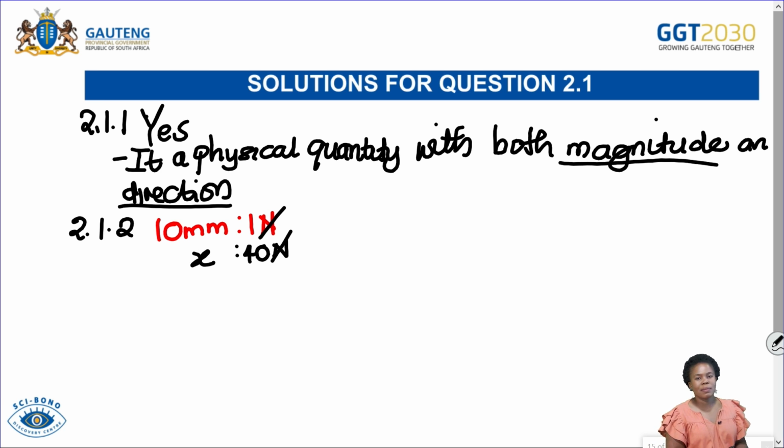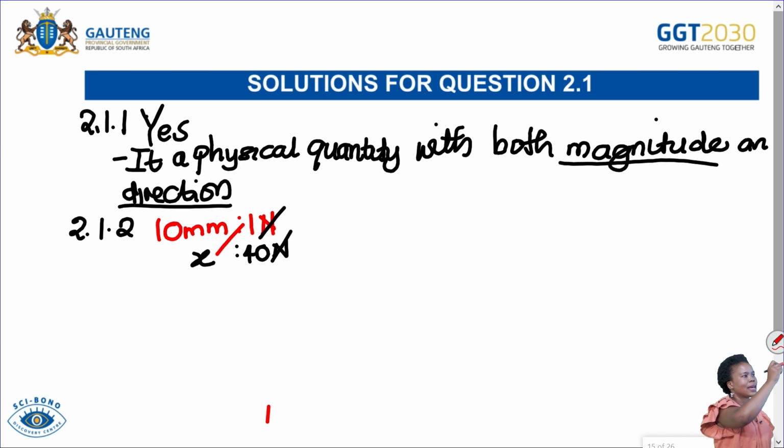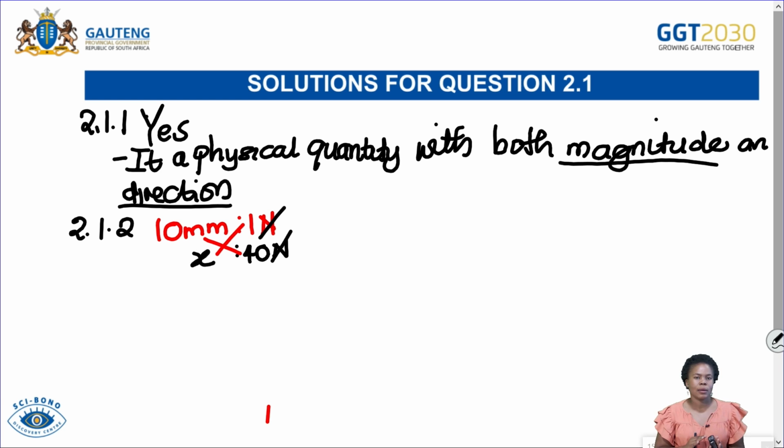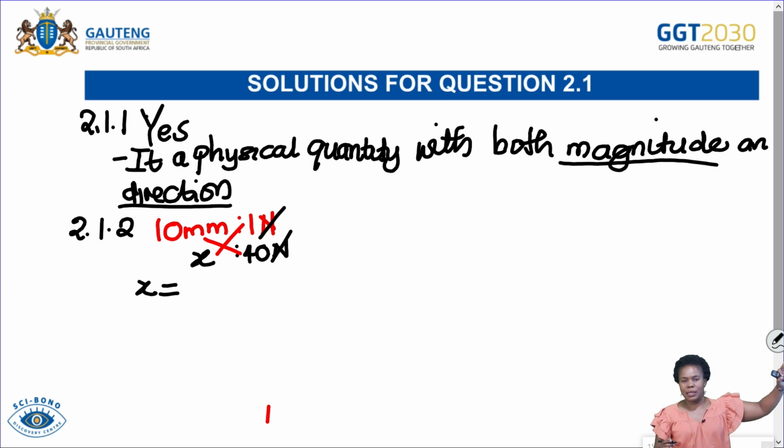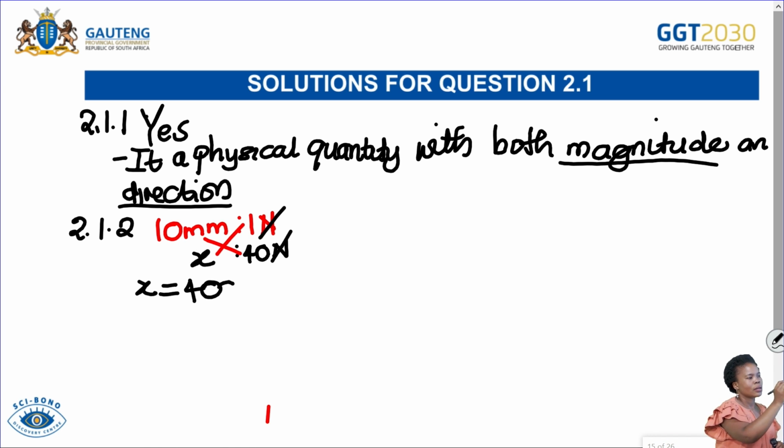Okay, so we cross multiply. We call this method cross multiplication. You just put a cross in here like that, so that this tells me that x times 1, I'm not saying 1 newton, I'm saying 1, because now that newton has cancelled another newton. So x is equal to 10 millimeters multiplied by 40. So it's going to be 400 millimeters. That means that I need to draw 400 millimeters.